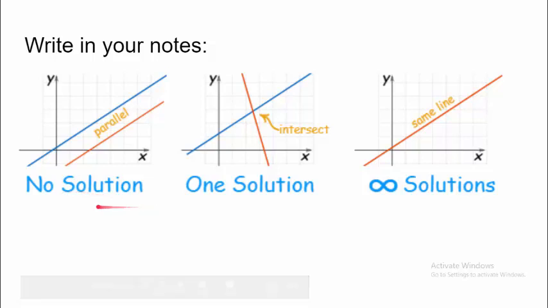Okay, here's the big punchline of all of this. When you have no solution, that's because you have parallel lines. So parallel lines, no solution, they never intersect. When the lines intersect, we have exactly one solution. And when they are the same line or overlapping lines, we have infinite solutions.